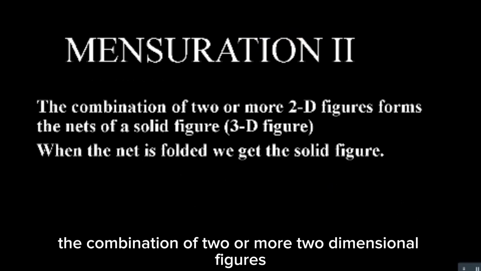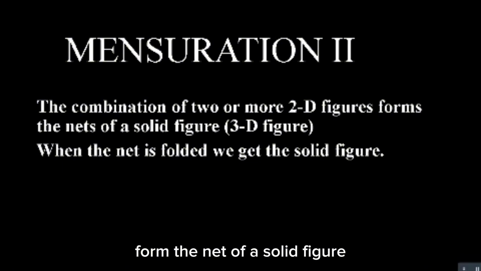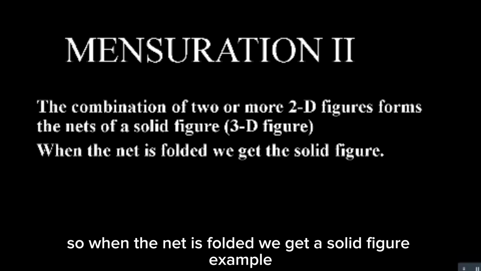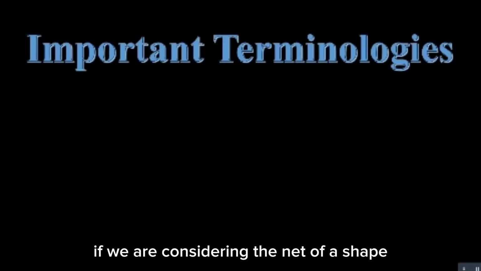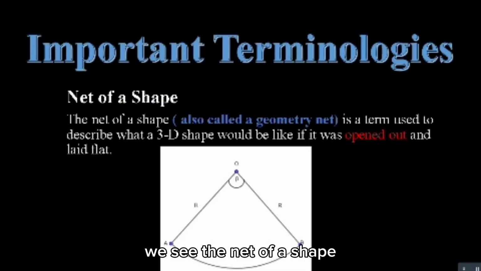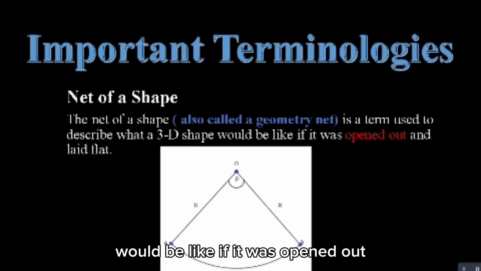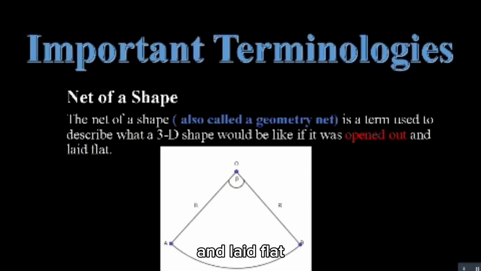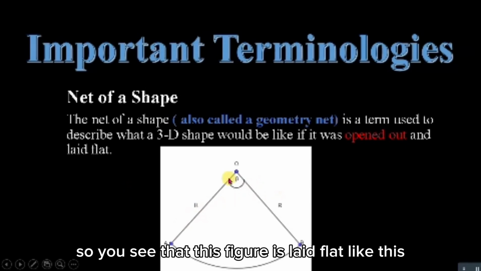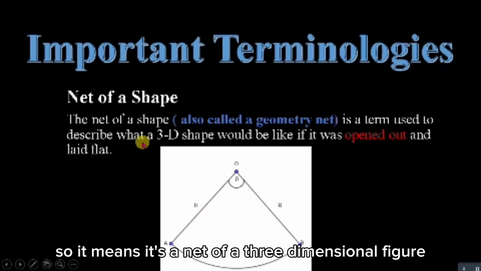Now, the combination of two or more two-dimensional figures forms the net of a solid figure, which is the three-dimensional figure. So when the net is folded, we get a solid figure. The net of a shape, which is also called a geometric net, is a term used to describe what a three-dimensional shape would be like if it was opened out and laid flat. So you see that this figure is laid flat like this. It means it's a net of a three-dimensional figure.